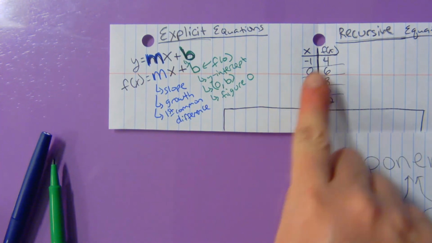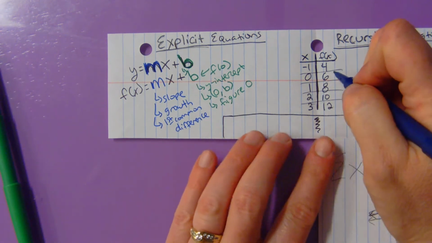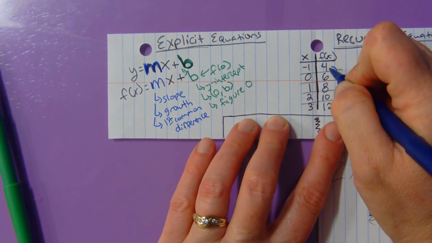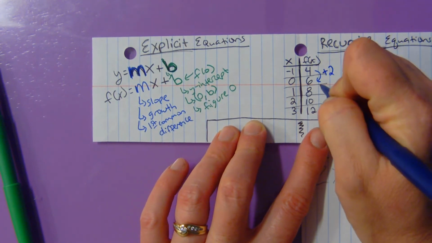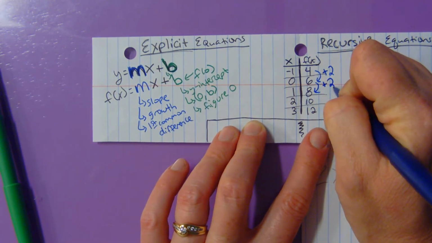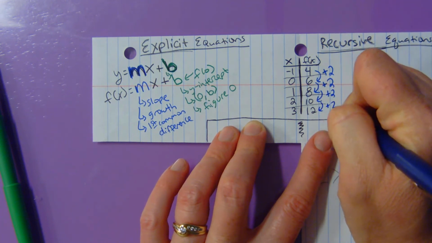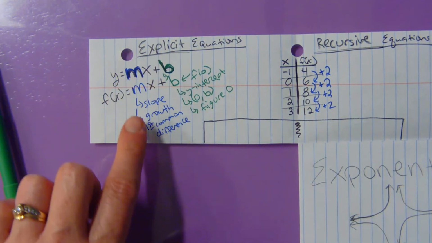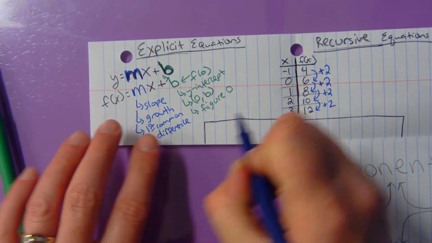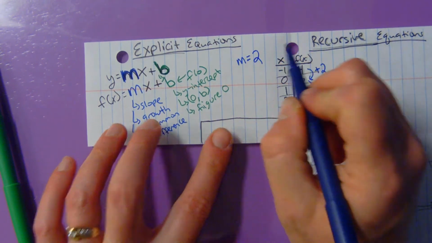And so if I look at my table, and I want to examine the growth, I am going from 4 to 6. I am adding 2. And again, I'm adding 2. And again, I'm adding 2. So my growth in this case is 2. And so that's going to be my m. So we can put over here, in this example, m equals 2.